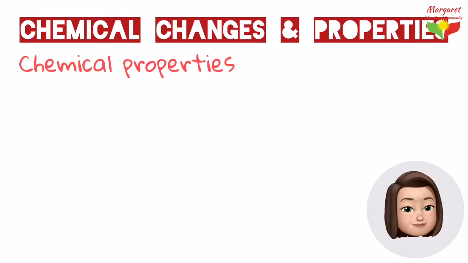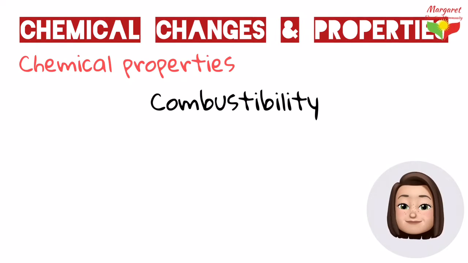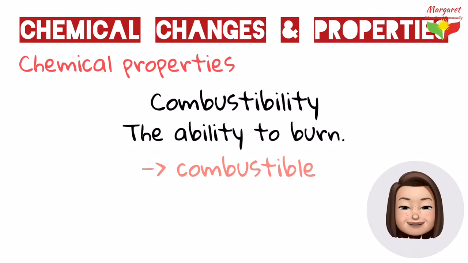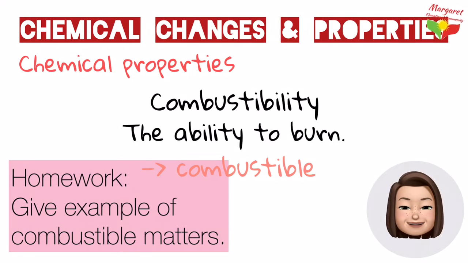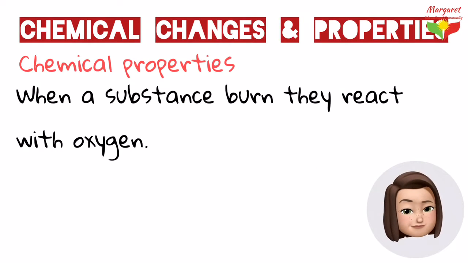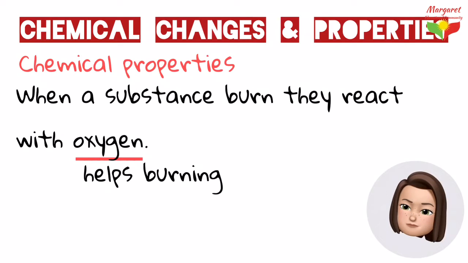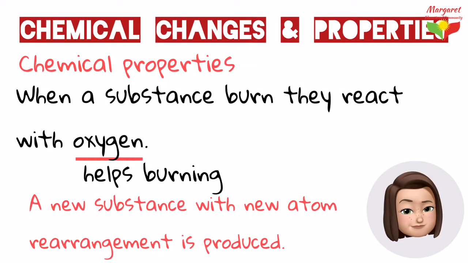So now about the chemical properties that help to determine the types of chemical change: combustibility. Combustibility is the ability to burn. And the matter that has the ability to do so is said to be combustible. Can you give an example of combustible matters? Comment your answer. When a substance burns, its atoms or molecules chemically combine with molecules of oxygen. So burning is a process that could occur only when oxygen is present. The substances produced are made of the same atoms as the original, but they are rearranged.